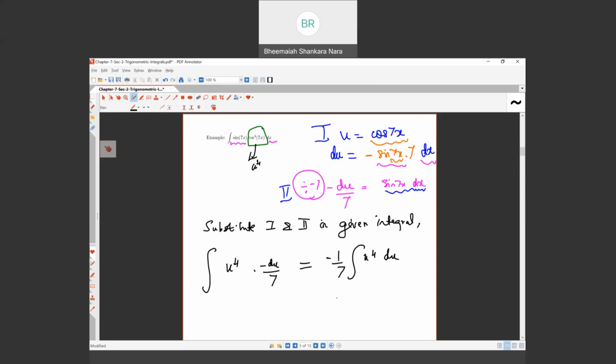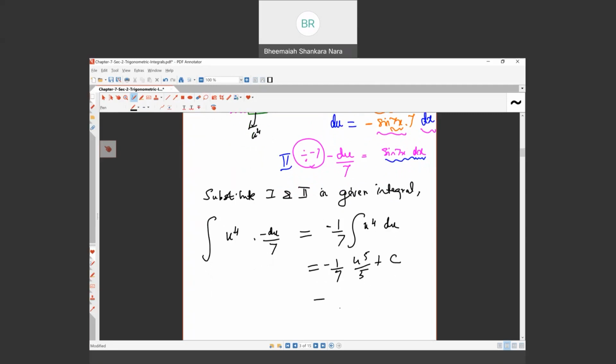Integrate, this becomes u to the 5 divided by 5 plus c, where u is the function what we assumed. So let me replace u. u is the cosine function. So this is cosine 7x exponent 5 divided by 5 plus c. Either you can do this, or at the same step you can change, you can write.